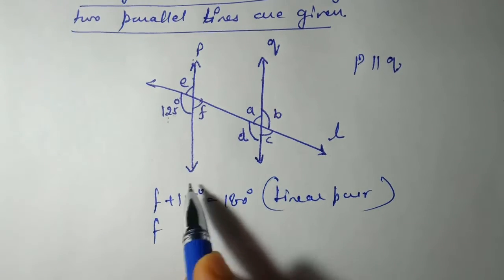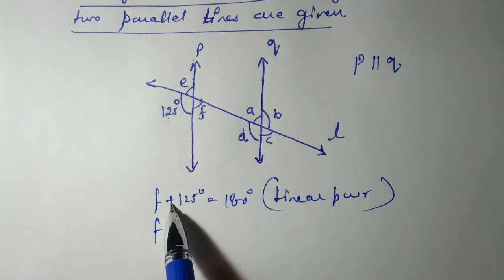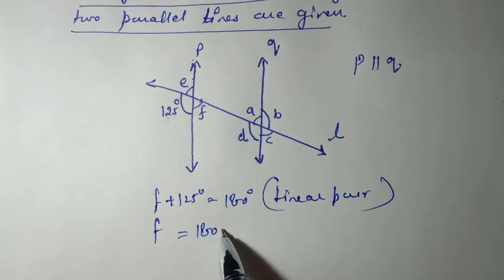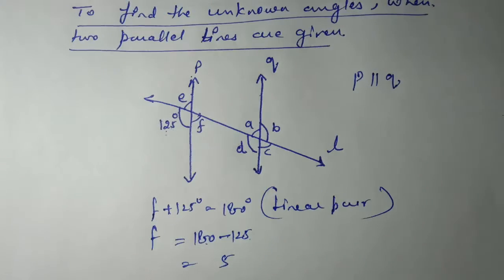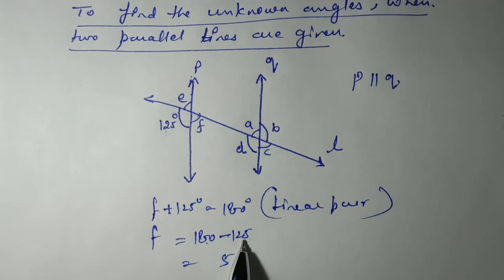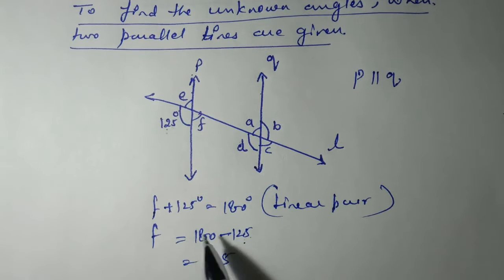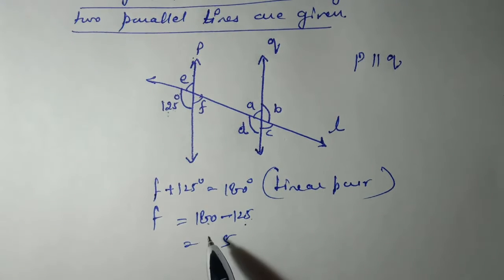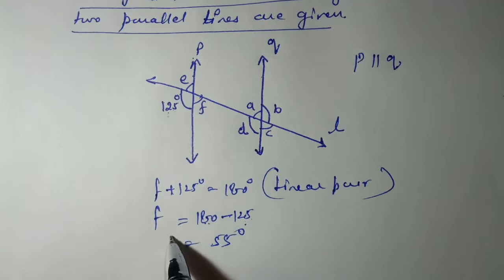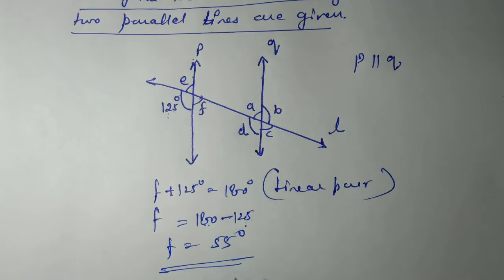So transposing 125 to the other side, it is in positive sign, so when it moves to the other side, it will move with the negative sign. Here it is positive, to the other side it will be subtracted. After subtraction we will get 10 minus 5, and 7 minus 2 will give 5. So the value of F is equal to 55 degrees.